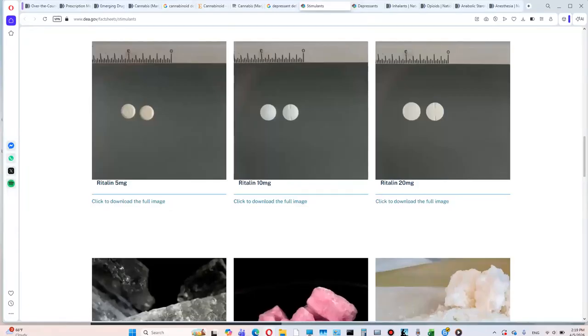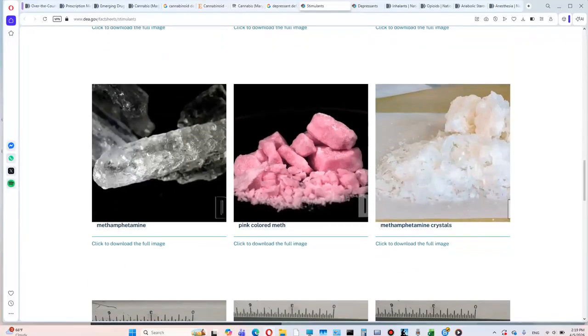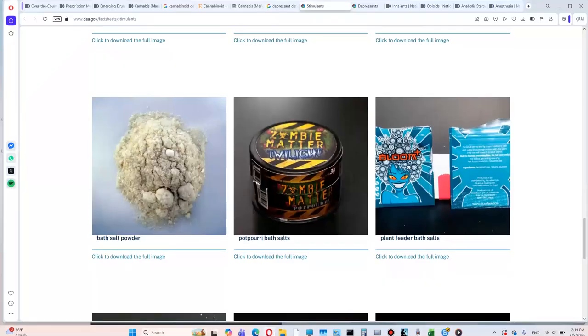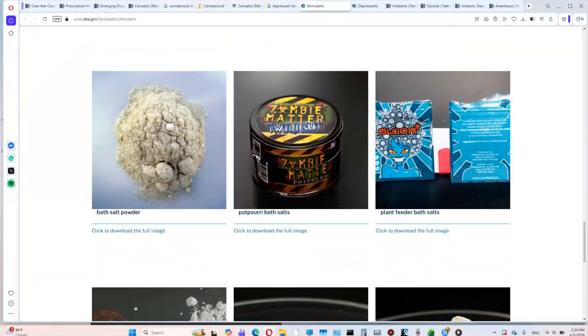Ritalin 5 milligrams, 2 tablets. Ritalin 10 milligrams, 2 tablets. Ritalin 20 milligrams, 2 tablets. Methamphetamine, pink-colored meth, methamphetamine crystals. Dexedrine, 5 milligrams, 15 milligrams, and 10 milligrams. Bath salt powder, potpourri, bath salts, plant feeder bath salts.